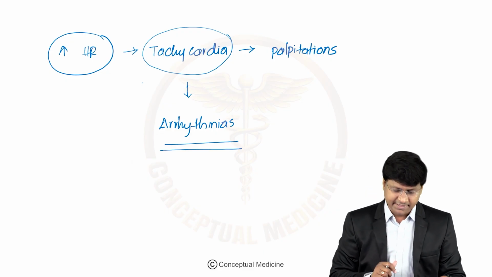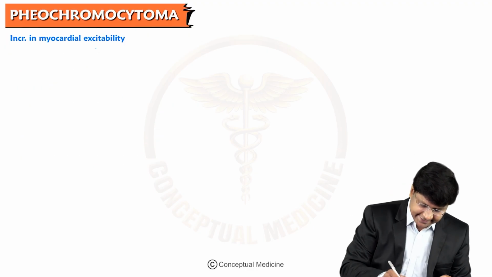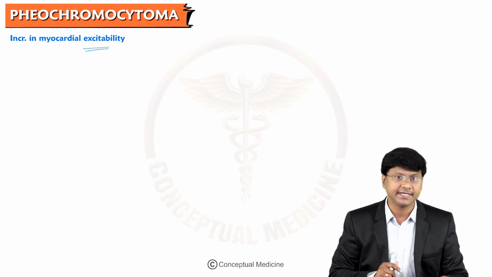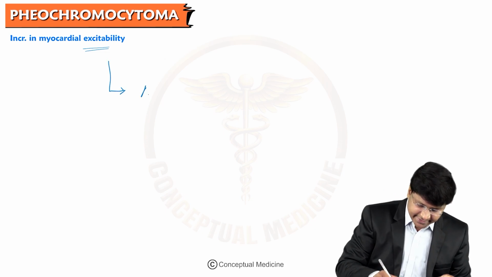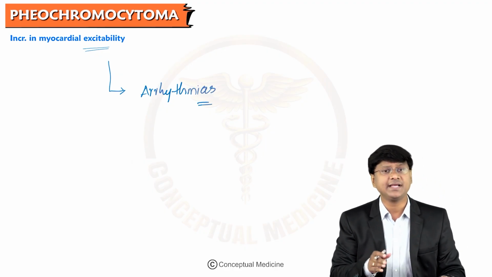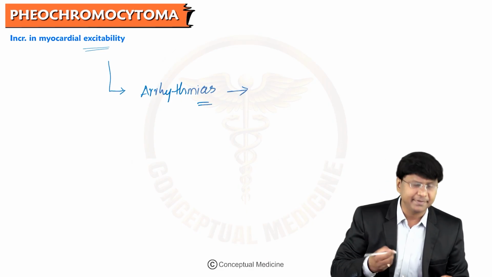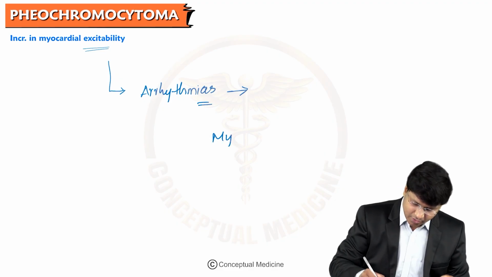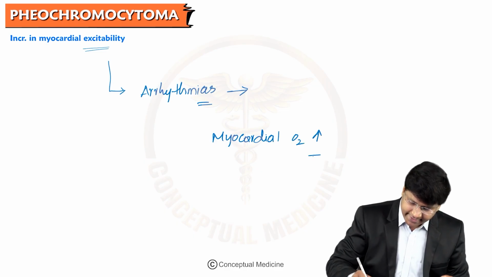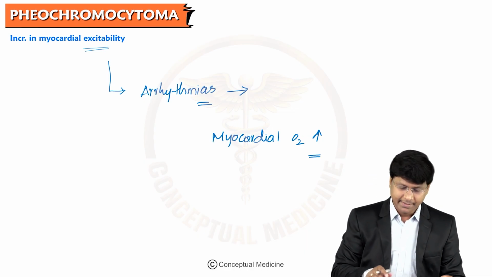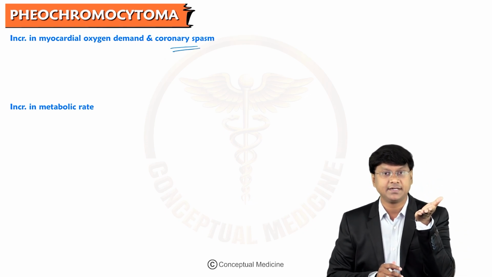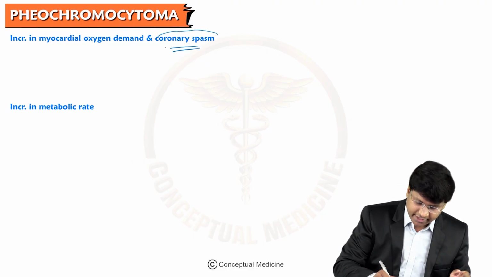Right. After having discussed this, another important point you should know is that in pheochromocytoma there is increased myocardial excitability, and that is the reason why the individual is landing up in arrhythmias. But at the same time, when the heart is in a state of arrhythmia, what will happen to your myocardial oxygen demand? The myocardial oxygen demand increases. Okay. But what is happening on the contrary? There is increased myocardial oxygen demand, but there is very severe coronary vasospasm.